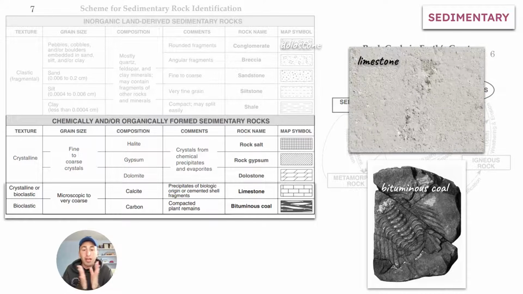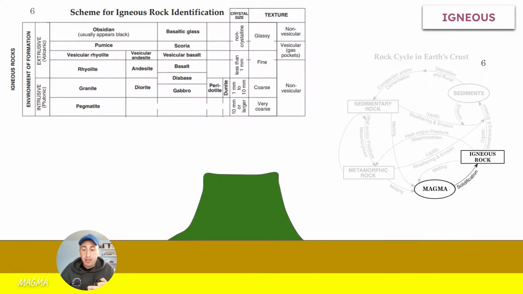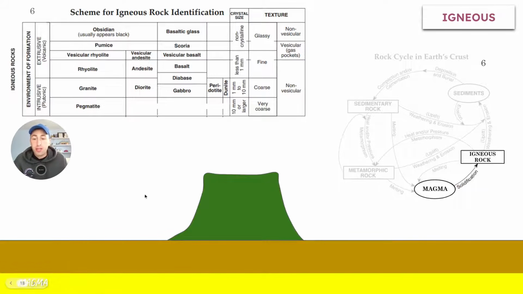Because sedimentary rock, they cause these fossils to form. Igneous and metamorphic will destroy these fossils. Secondly, igneous rock. Igneous rock is going to be when hot liquid rises to Earth's surface. So you have the magma, it rises to Earth's surface by a volcano.